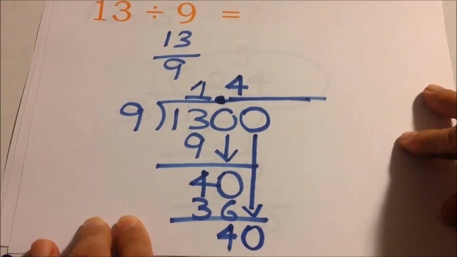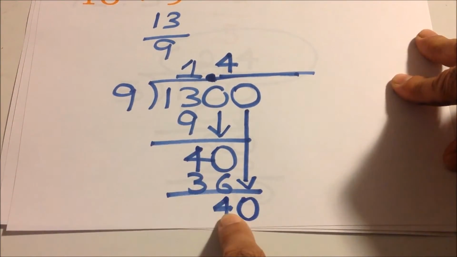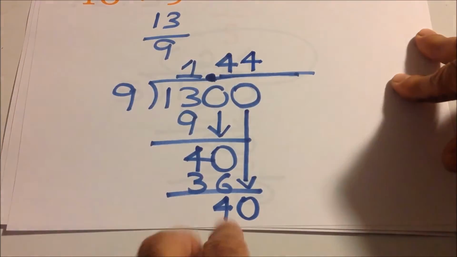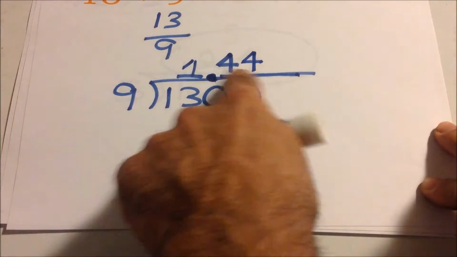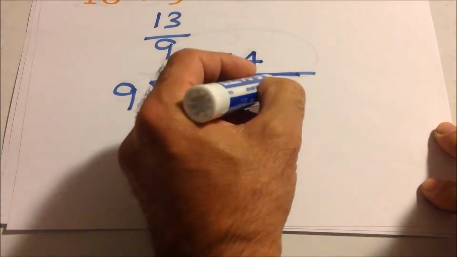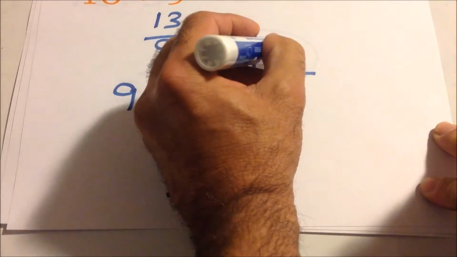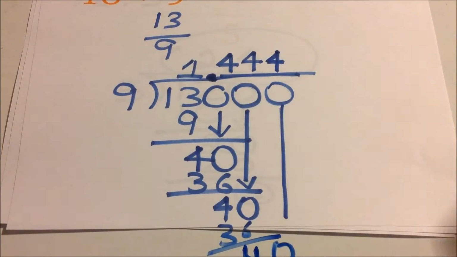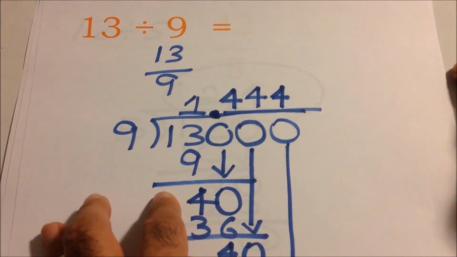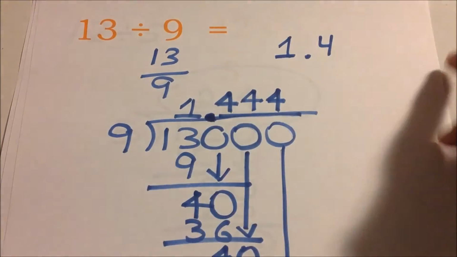And let me lift this up so we can see it. There we go. So now 9 goes into 40 4 times again. And guess what? It's going to keep happening. 9 times 4 is 36. And we get a 4. And we have to add another 0 and bring that one all the way down. And it's going to be 4 times again. And this doesn't end. It keeps going forever. So our answer is 1.4 repeating.